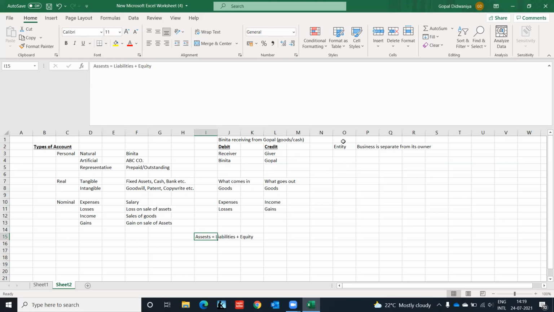Now we have some concepts over here. The entity concept I explained: business is separate from its owner. Then the second is the monetary concept, which means everything is paid in terms of money. Whatever you do, if it is denoted in money, it is the monetary concept.